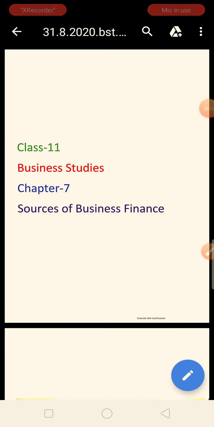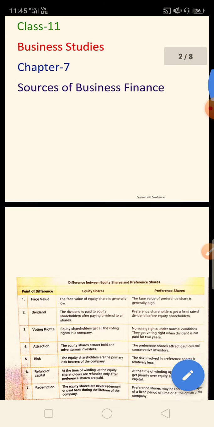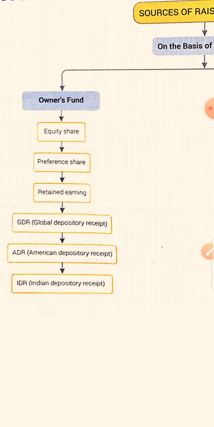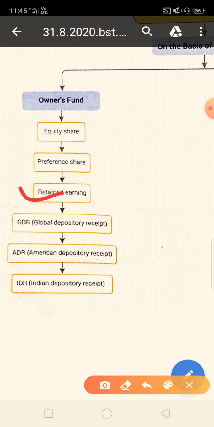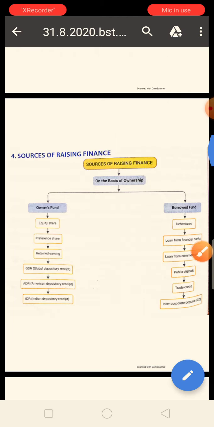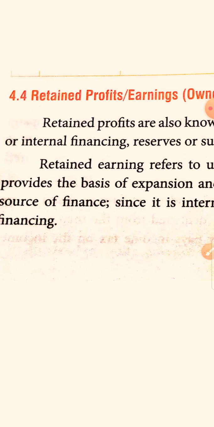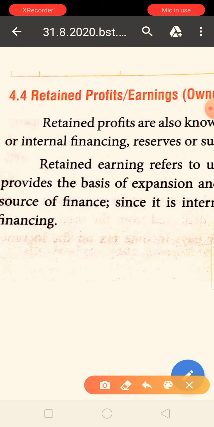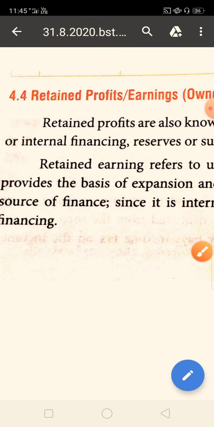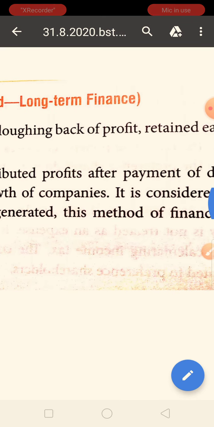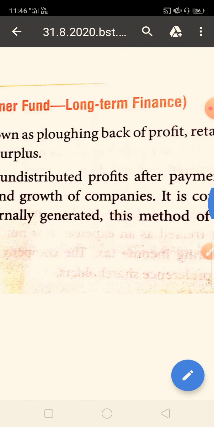Dear student, as you know, at present the Sources of Business Finance chapter is going on, Class 11th, Chapter number 7 in Business Studies. My dear student, today we will discuss retained earning. When we come to this page, it is written retained earning. This is the meaning of retained earning. Retained profit is also known as plugging back of profit. Yes, my dear student, they are saying plugging back.